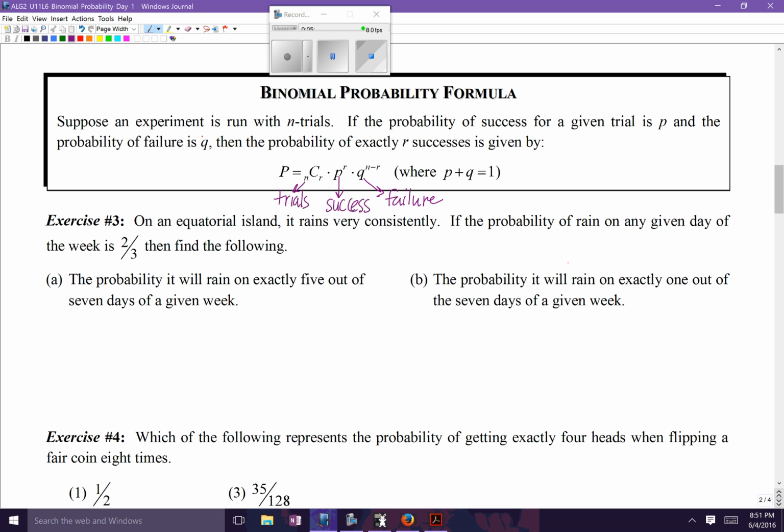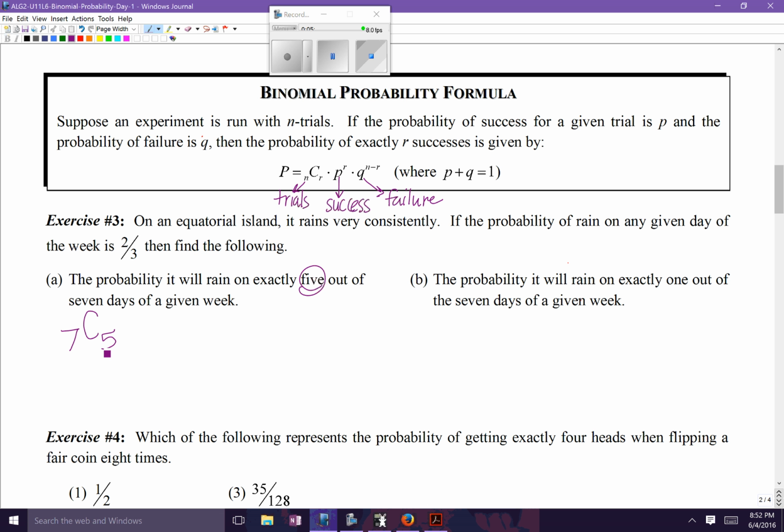Okay. So on an island, it rains fairly consistently. If the probability of rain on any given day of the week is 2/3, then find the following. The probability it will rain on exactly 5 out of 7 days of a given week. Well, we've got to think about this a little bit because we need P's, we need R's, we need N's. So let's see. I have 7 days in a week, so that's my number of trials, right? And I'm going to use C, and I want to know about 5 days.